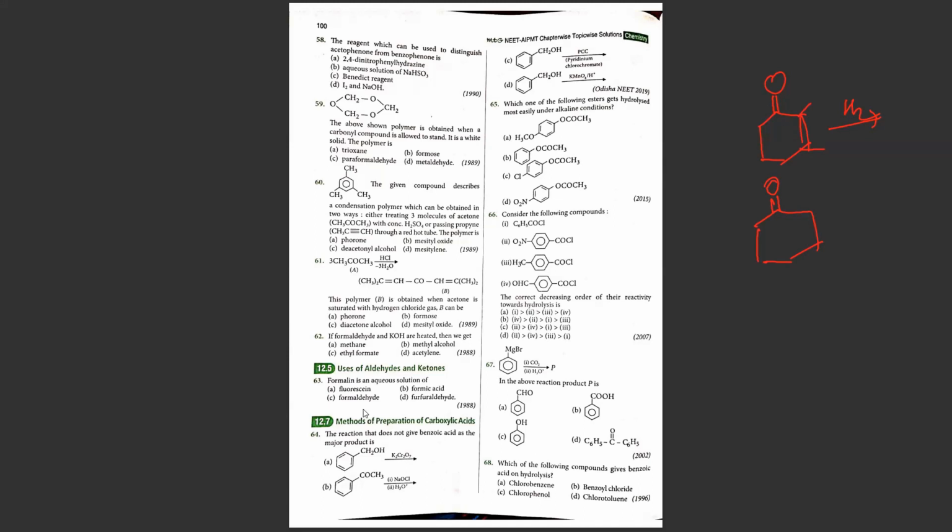So the first option is furosine, B is formic acid, C is formaldehyde, and D is furfuraldehyde. So formalin, what is it made up of? We have seen this. It is made up of 40% formaldehyde. Okay, so formalin is made up of 40% formaldehyde. So option number C is the right answer.